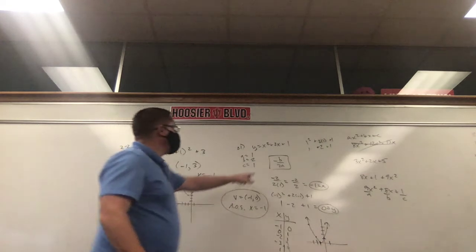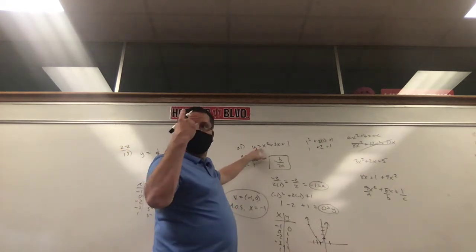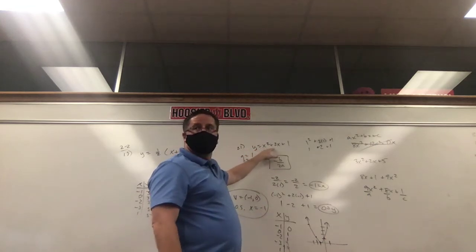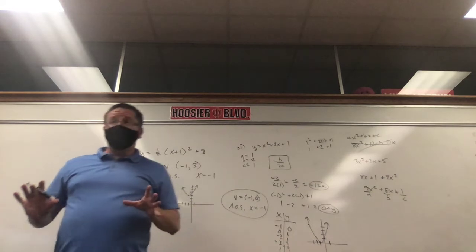B is the number in front of the x. A, B, and C are just the numbers in front. A is in front of the x squared, 1. B is the number in front of the x, 2. C is the number all by itself. They're just numbers. Don't put 2x.